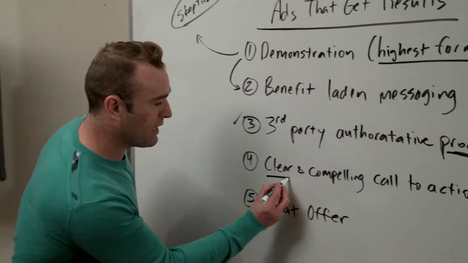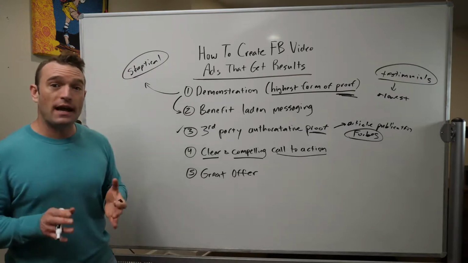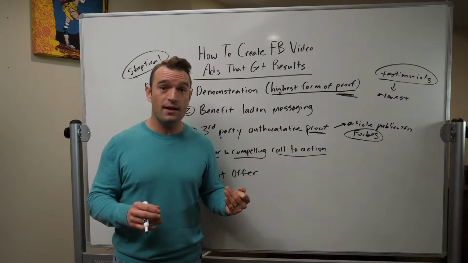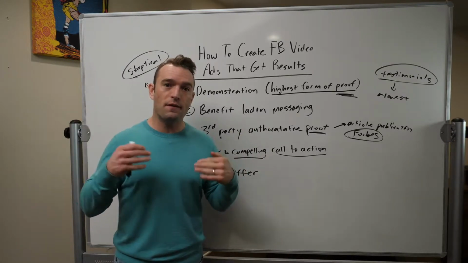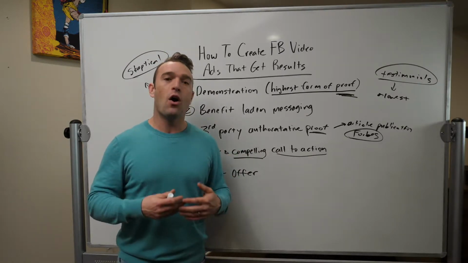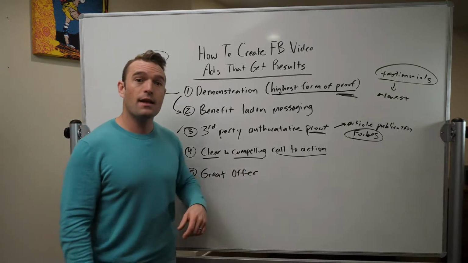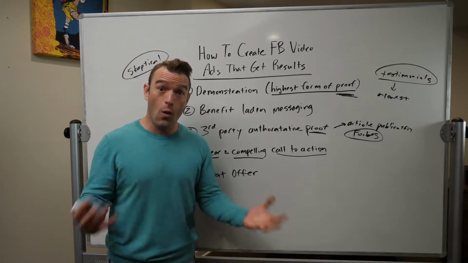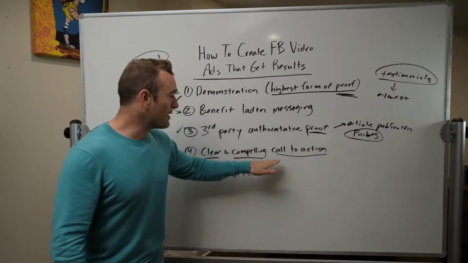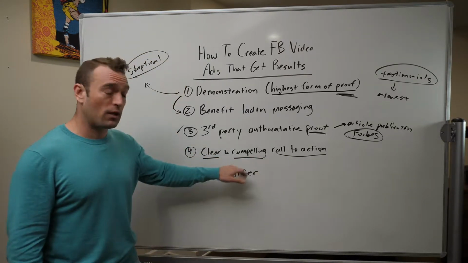Number 4 is a clear and compelling call to action. You have to include that in any video that you put together. You have to tell people what to do. If you leave it up to them to decide, then what happens is their brain fills in the gaps, and it may fill in those gaps incorrectly. Oftentimes, if people don't have a clear and compelling call to action, then they're going to choose to take no action, which is the worst thing that can happen with an ad. If your ad doesn't get people to take action, it's never going to be profitable. So you've got to have that clear and compelling call to action.